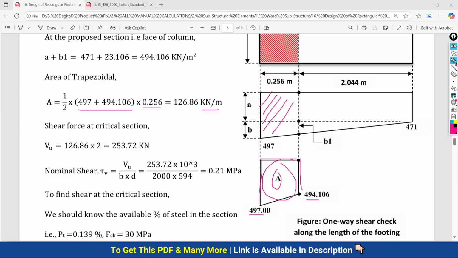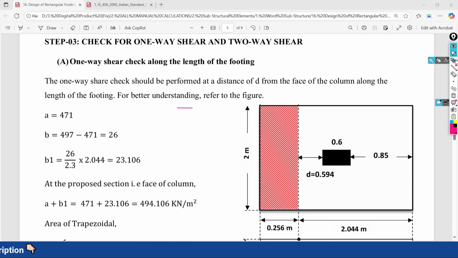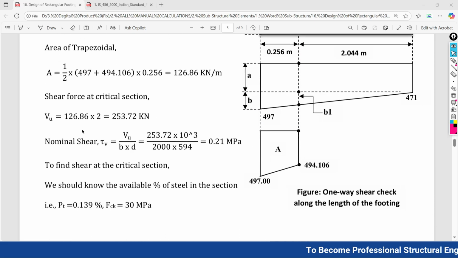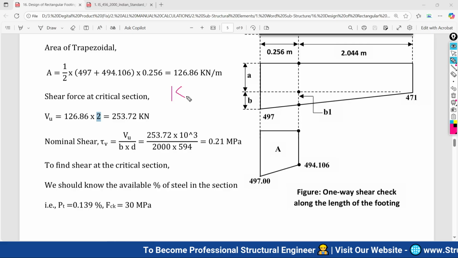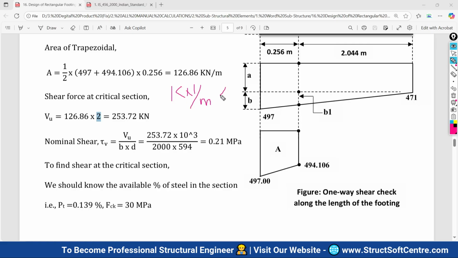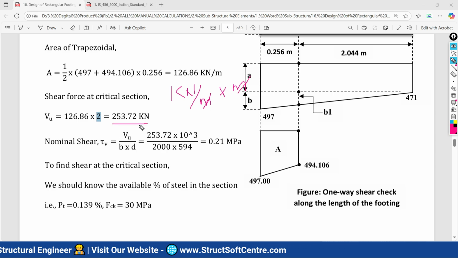Now finally we have to calculate the shear force at the critical section. So very simple, this value needs to be multiplied with the width of the footing, because we are doing the calculation along the length, and this is going to be distributed over the width of the footing. So the width of the footing also has to be considered, so that's why we are going to multiply it with 2. So finally have a look at the units: kilonewton per running meter multiplied by meter. Meter will get cancelled. You will have the shear force value as 253.72 kilonewton.